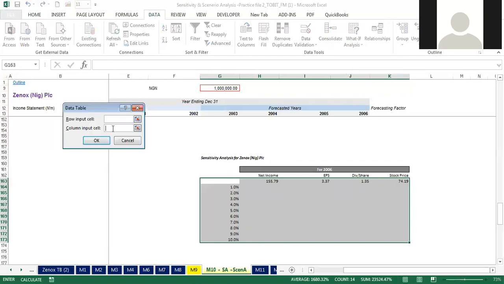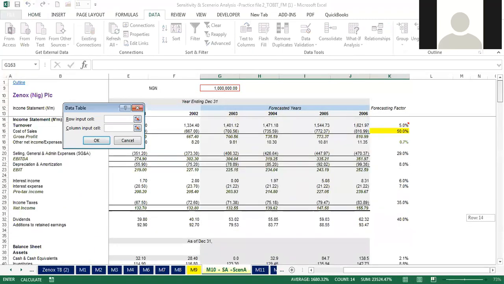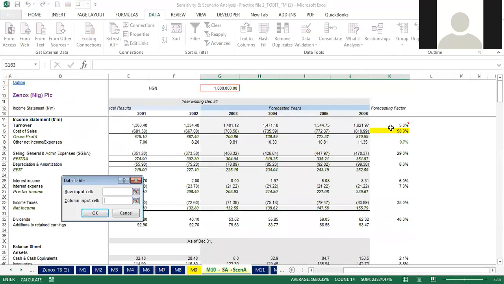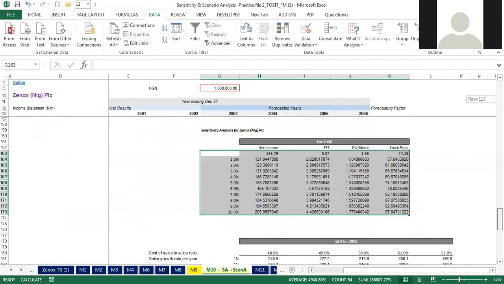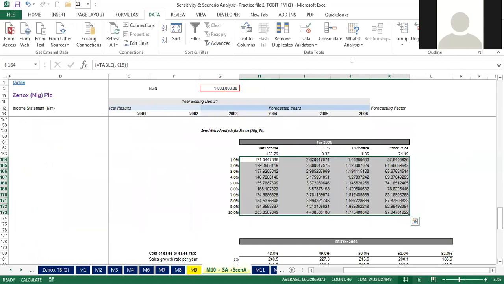So you click on column input. Now for your column input, you go and pick your forecasting factor. What we are basing it on is sales. And what's our forecasting factor for sales? I think it's 5% now. So that is it. Let's see what happens. You see what happened here now. Do you understand how I got this?